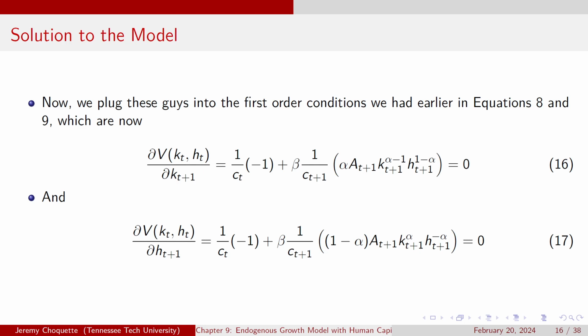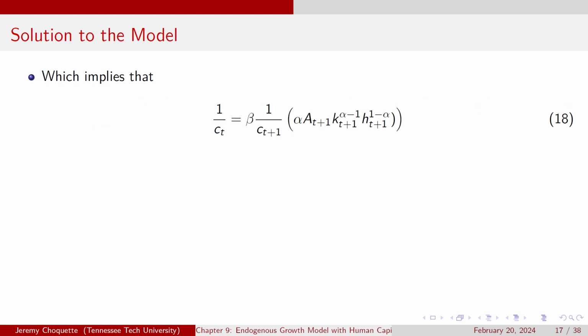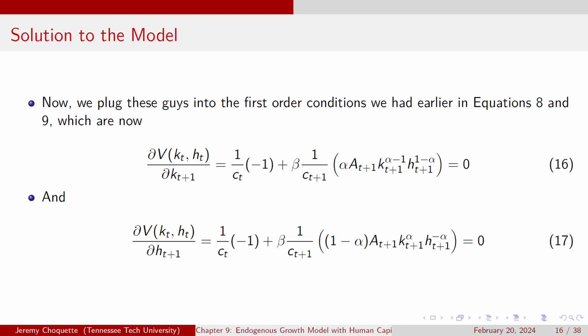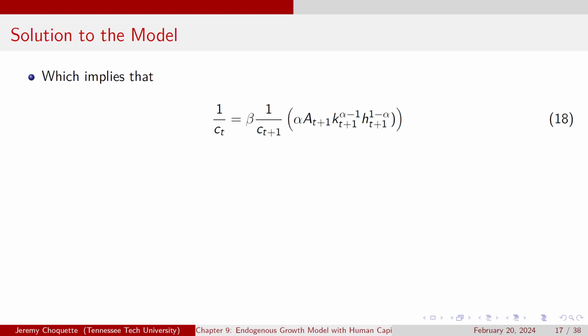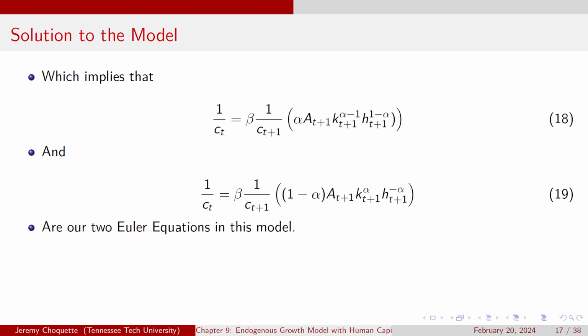Now, you probably see where this is going, because a lot of what we have in equations 16 and 17 is the same. It's really just what's in the parentheses right after that 1 over ct plus 1 that's different. But if everything else is the same in these, then maybe that implies something about what we have in the parentheses in equations 16 and 17 as well. So, right, this gives me my Euler equations here. I got 1 over ct equals beta times 1 over ct plus 1 times the marginal product of physical capital, and 1 over ct equals beta times 1 over ct plus 1 times the marginal product of human capital. That's kind of cool. So these are our two Euler equations.